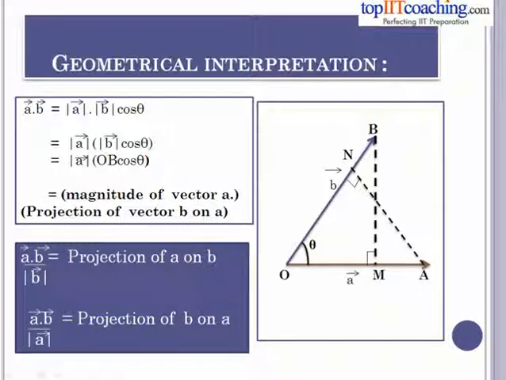So dot product gives us the projection of any vector on the other vector. If we are interested in finding the projection of any vector A on B, then simply take the dot product of the two vectors and divide it by the magnitude of vector B. And if we want to find the projection of any vector B on A, then again take the dot product of the two vectors and divide it by the magnitude of vector A. Thus the geometrical interpretation is that the dot product gives us the projection of any vector on the other vector.